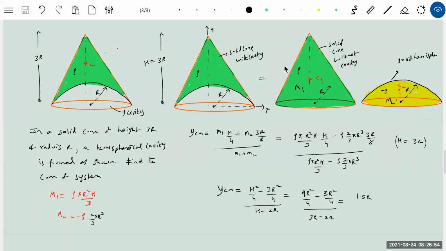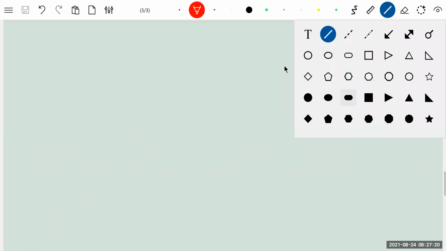Now scroll down, we'll take the next one. Now I can have more than one object.